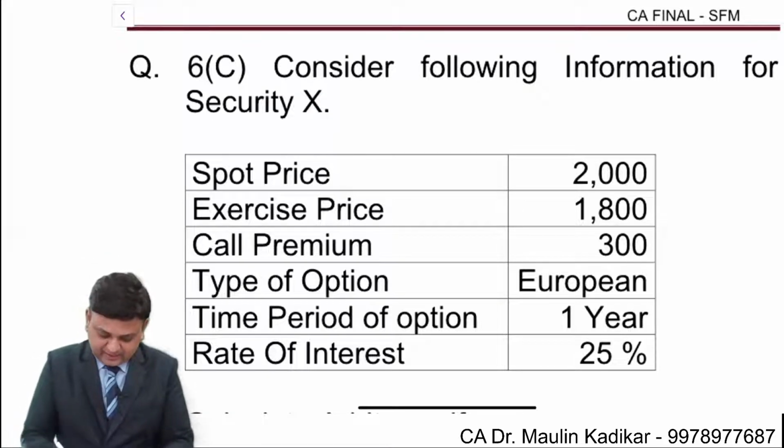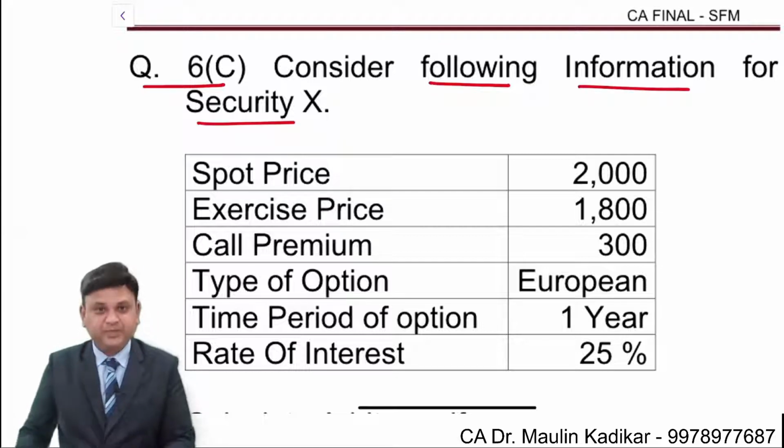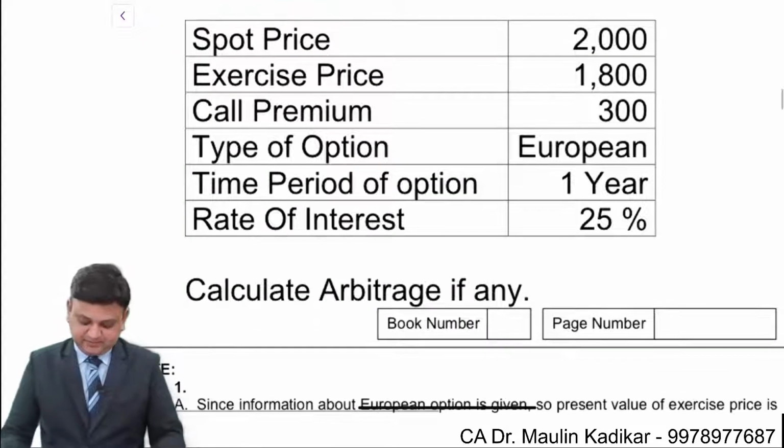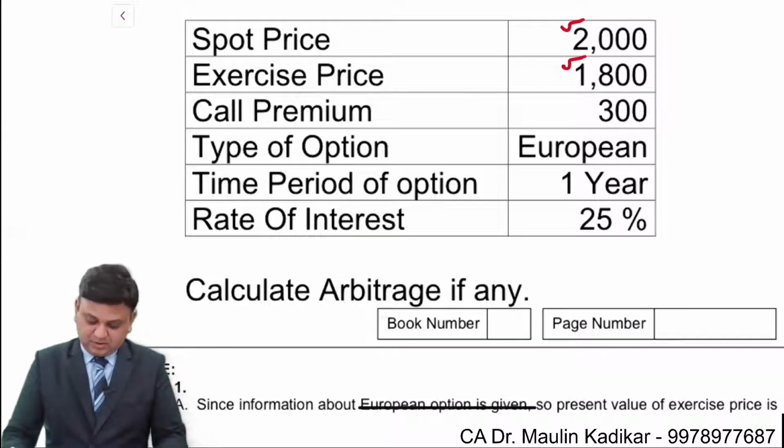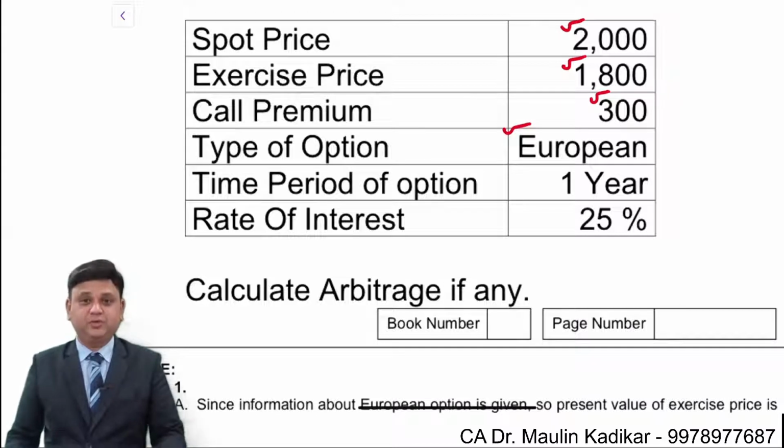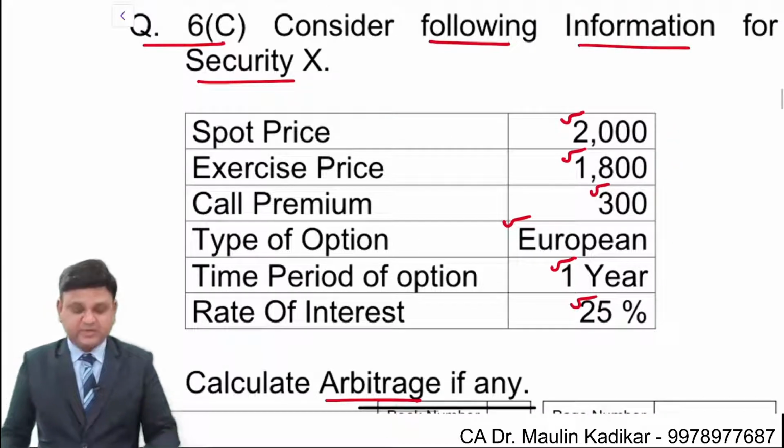Question number 6C. Consider the following information for the security X. Spot price of the equity share is 2000. Exercise price is 1800. Call premium is 300. Type of option is European. Time period of option is 1 year. Rate of interest is 25%. Calculate arbitrage, if any.